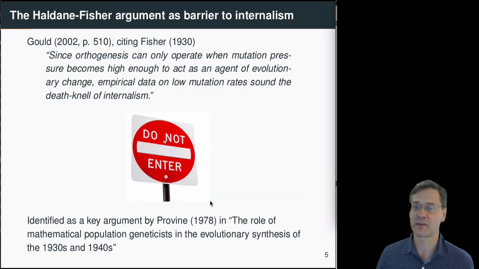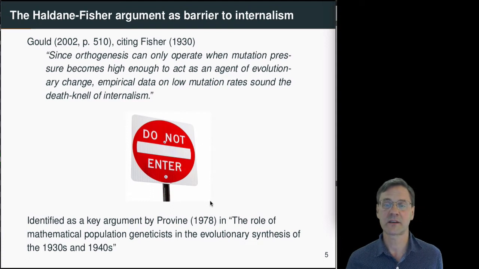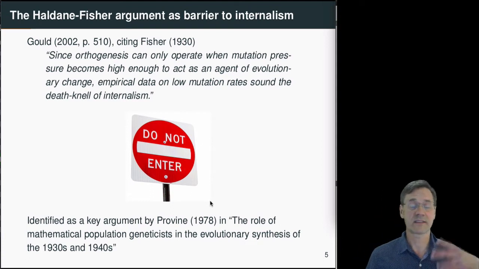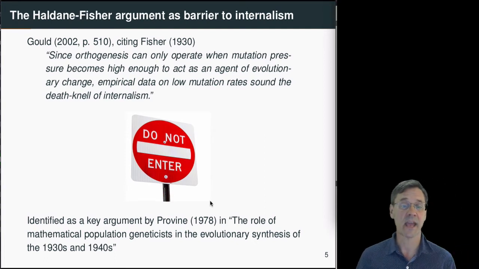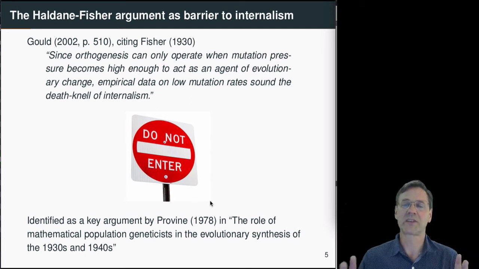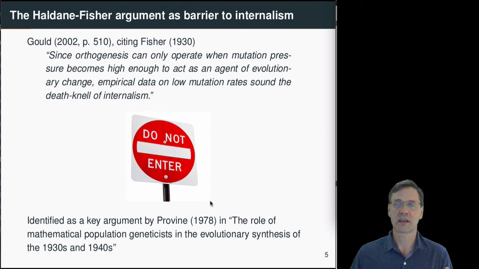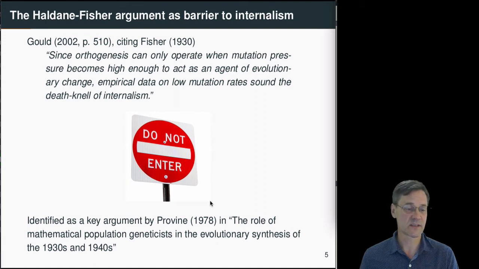So for a final example, here is 75 years after Haldane's original argument. Gould explains, citing Fisher, that since orthogenesis can only operate when mutation pressure becomes high enough to act as an agent of evolutionary change, empirical data on low mutation rates sound the death knell of internalism. So by this argument, population genetics seems to place a do-not-enter sign on the door to internalist thinking. Because this Haldane-Fisher opposing pressures argument was so important, Provine, for instance, identified it in this article about the contributions of mathematical population geneticists as a key theoretical claim.